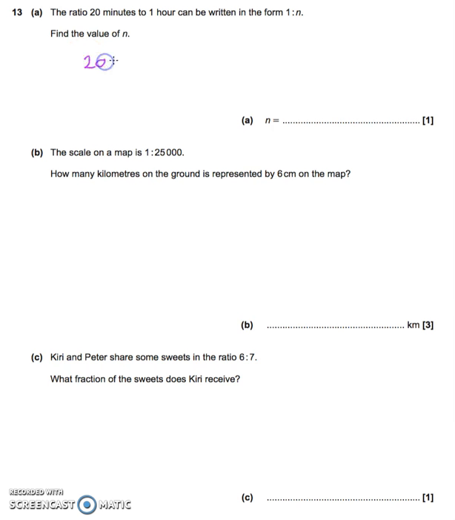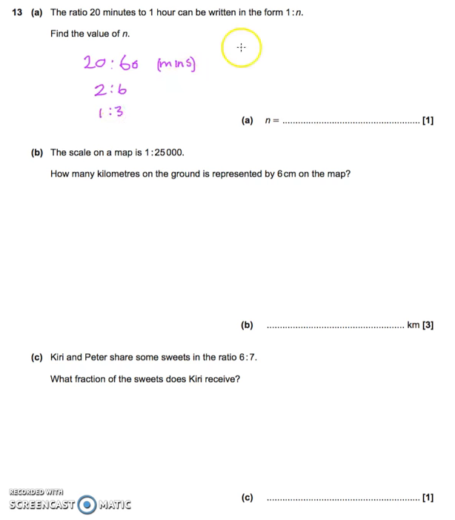It's going to be 20 minutes to 60 minutes. Let's just remind ourselves that that's in minutes. Okay, that's not important when you write that, but it's just for your benefit. And then you can see that we can simplify this ratio down. So if we divide both numbers by 10, we're going to get 2 to 6. And then if we divide both numbers by 2, we're going to get 1 to 3.